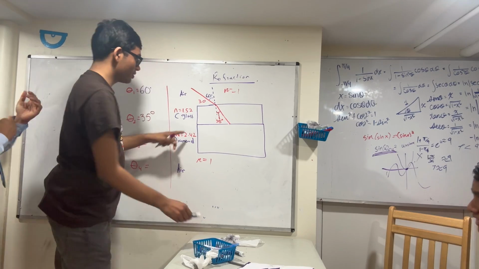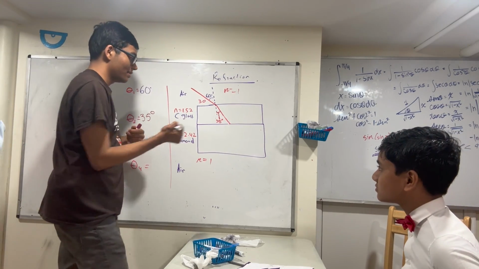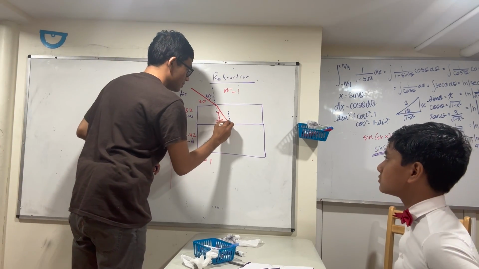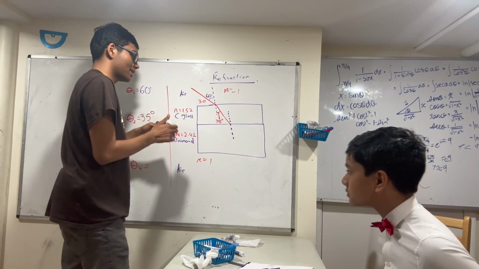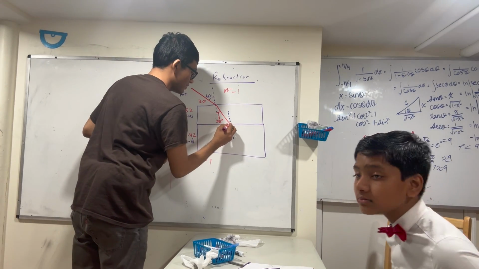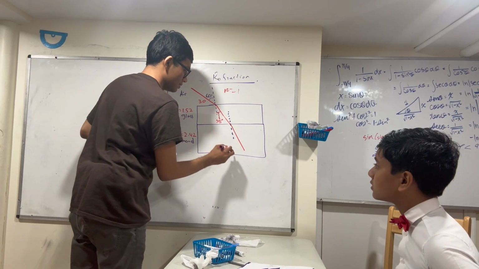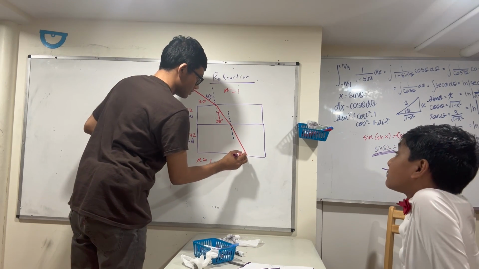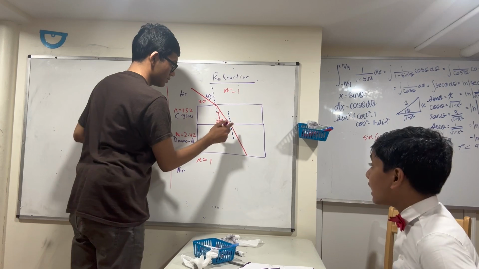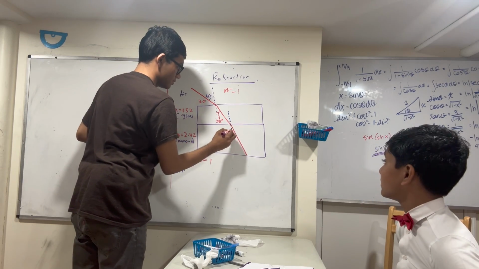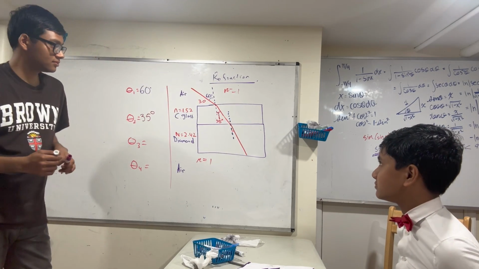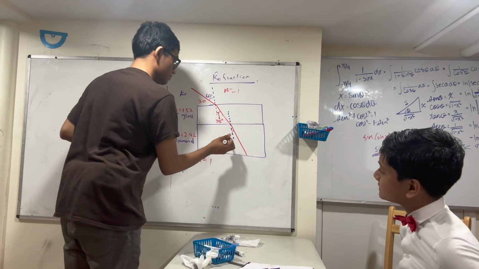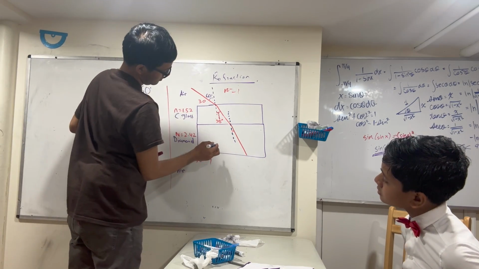Okay, since it's going into another higher index material, the angle of refraction is again going to be less than the angle of incidence. What does it look like? That's literally parallel. So your normal line, you can exaggerate your normal line. Your normal line is not straight, so that's the problem.